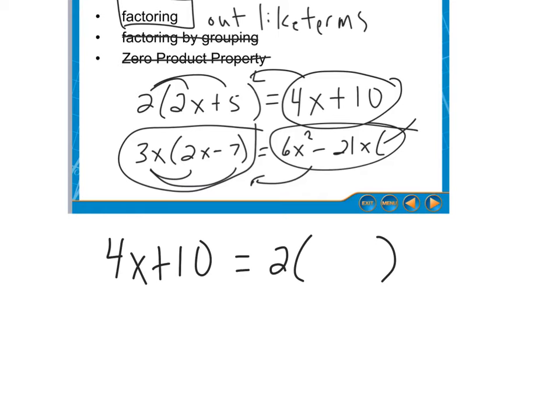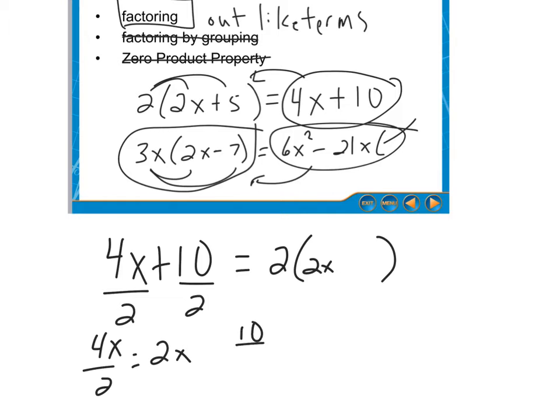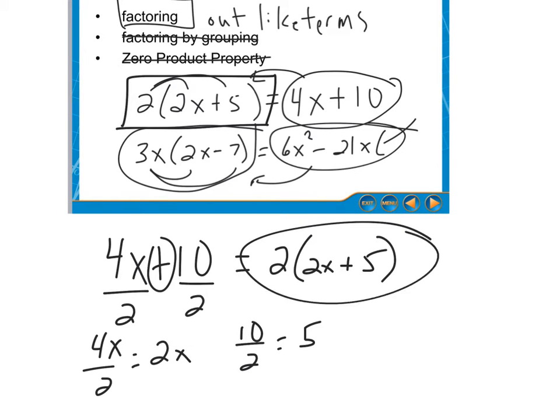So then what I do is I'm just going to divide each of these things by 2. So 4x divided by 2, well, that's 2x. And then I'm going to divide the 10 by 2. Well, 10 divided by 2 is 5. And I look up here, and it should be a positive. And if you'll notice, we ended up with exactly the same thing that we started with before, didn't we?